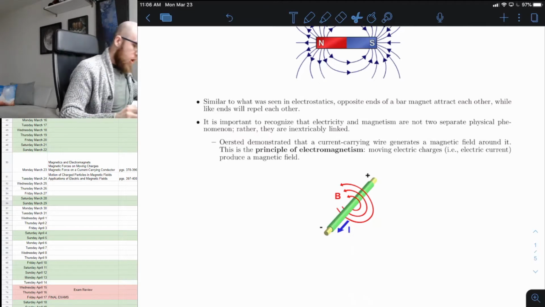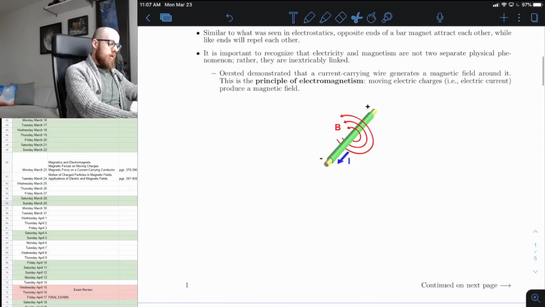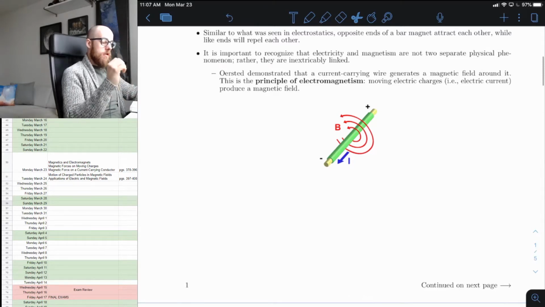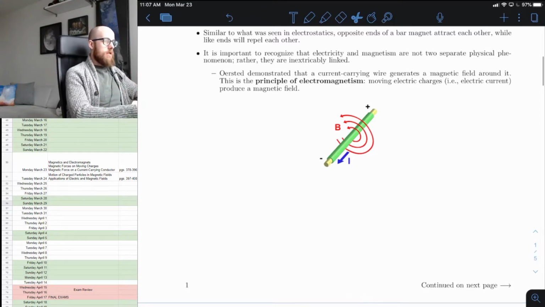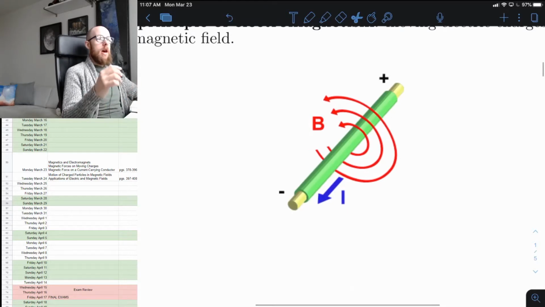One thing that you should have seen in grade 11 is the Oersted Principle. The Oersted Principle, which we'll talk more about in a second, is that when you have a current-carrying wire, the moving charges within that wire produce a magnetic field, okay? As we see from this picture here, when we have a current traveling through a wire, the magnetic field gets generated around it, okay?